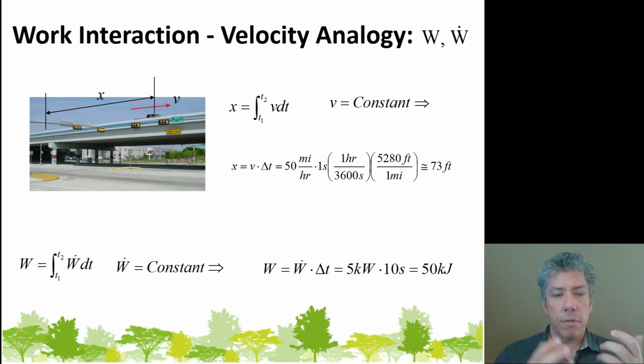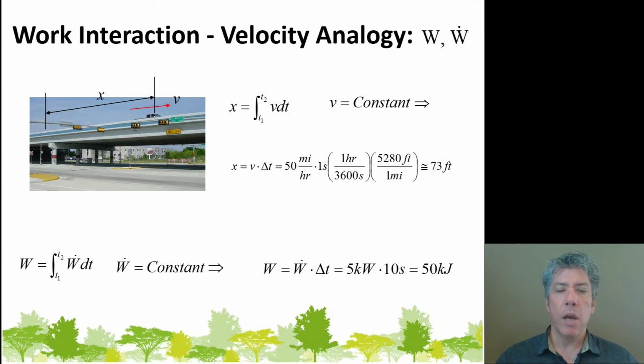Now, if the velocity is changing throughout that whole move, then you have to integrate the velocity over time. But let's just take the simple example where the flow rate, basically the flow of position versus time, the velocity, is constant. Then say you're doing 50 miles an hour and you travel for a second, then you've moved about 73 feet. You can see some conversion factors there to pull it all together.